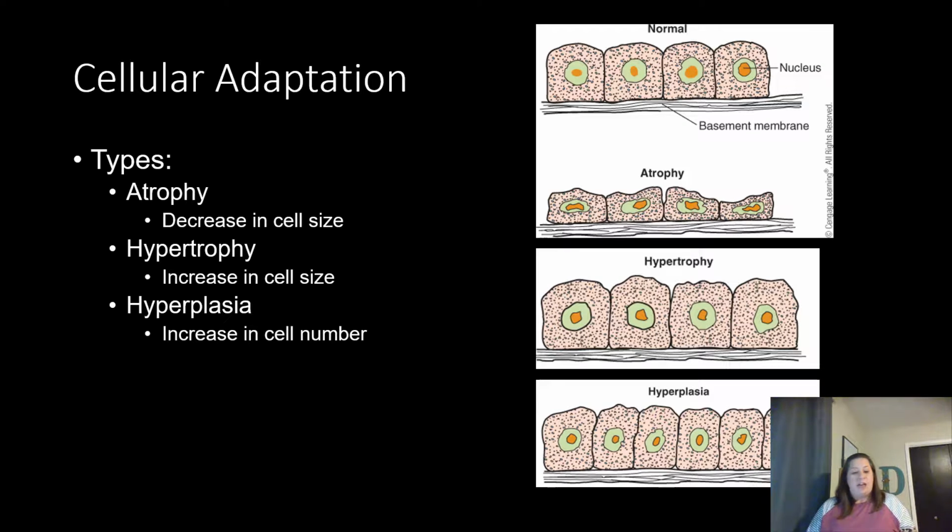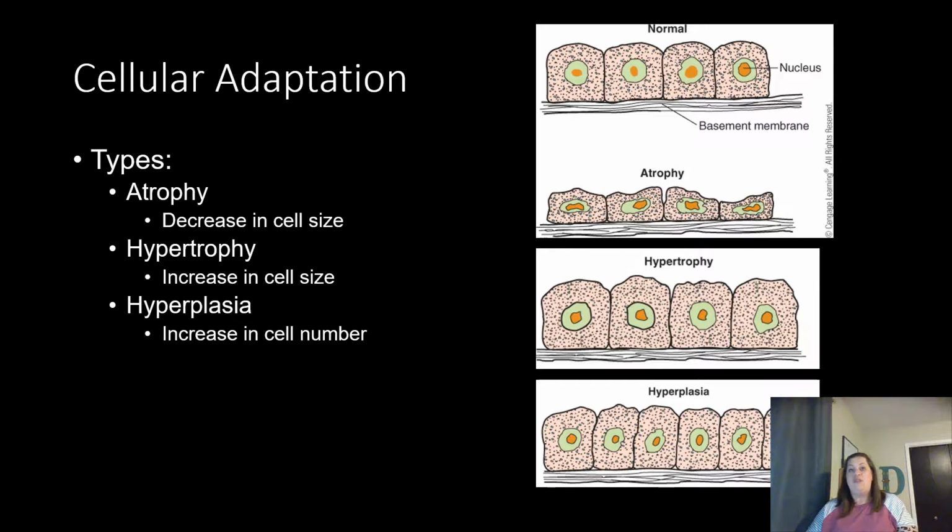Now, if a cell is able to adapt, meaning change based on the conditions that are present, then sometimes injury does not occur. But sometimes it does. So, some types of adaptation. All right, I've got some pictures here.